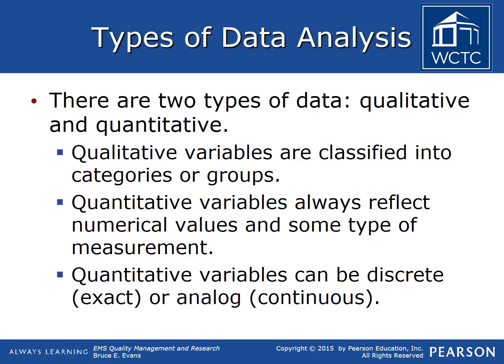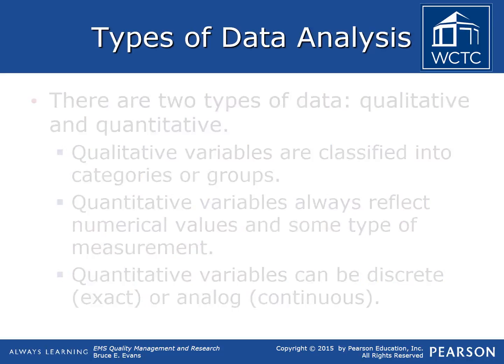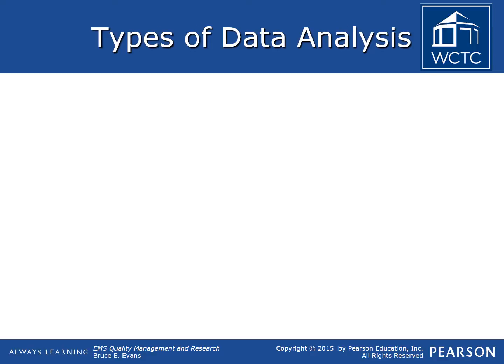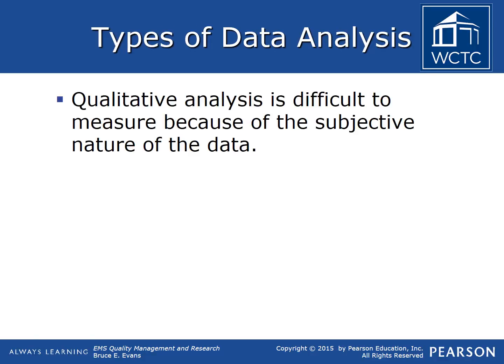These values can be either discrete, exact, like cardiac arrest survival rates, or analog, continuous, such as waveform capnography. In contrasting qualitative and quantitative data, it is recognized that qualitative analysis can be difficult because the data itself is subjective in nature. Qualitative data is not as concrete as quantitative data that is captured as an absolute static number.